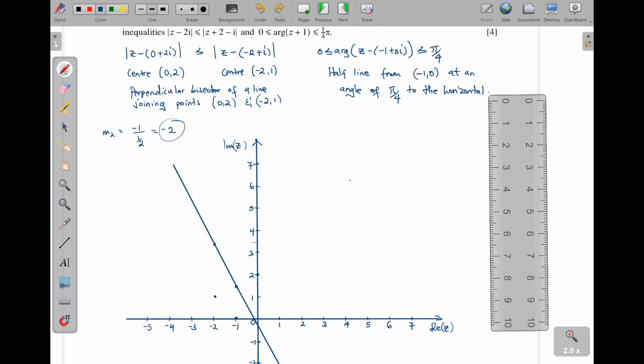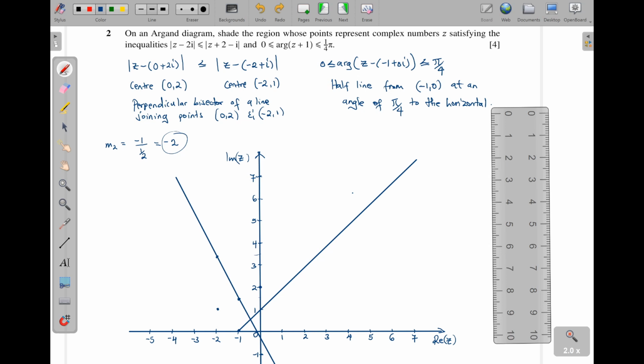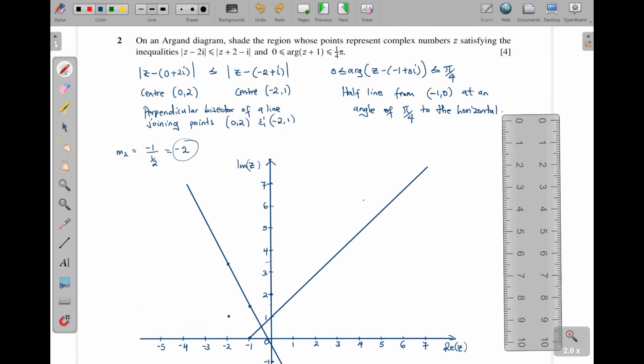Now to shade the region, look at this one here. The points that are on this line here called the perpendicular bisector are equidistant from these points here. But now look at where the sign is pointing. 0, 2. So this sign here is pointing this way.